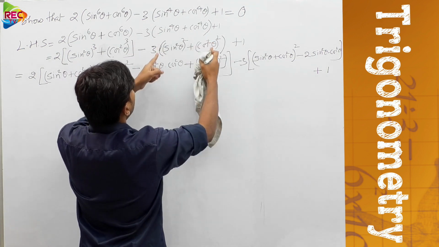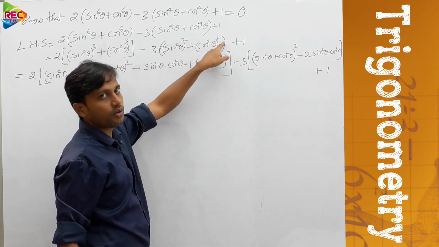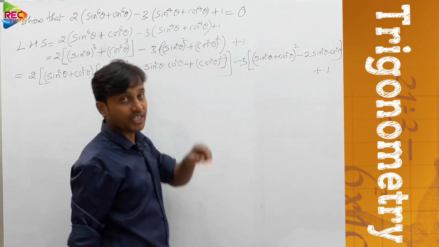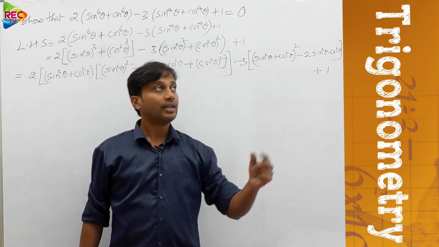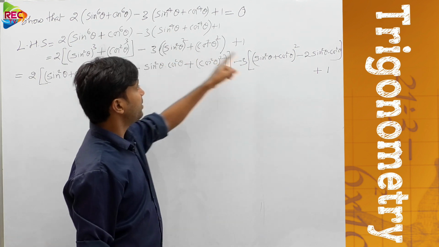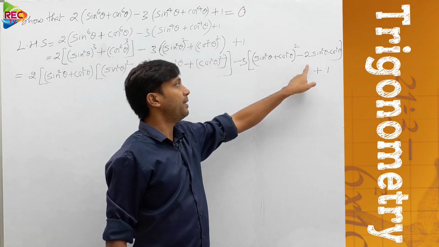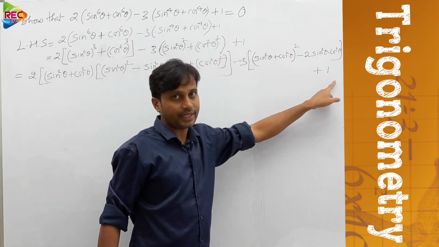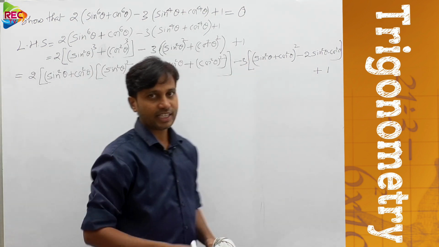3 into sin power 4 theta plus cos power 4 theta, which is written inside the bracket as sin square theta whole square plus cos square theta whole square. This can be further expanded. This is in the form of a square plus b square, which can be written as a plus b whole square minus 2ab. A is sin square theta and b is cos square theta, so a plus b whole square is sin square theta plus cos square theta whole square, minus 2ab. 2ab means 2 into sin square theta cos square theta, and the plus 1 I wrote outside. So this is the expansion of the entire expression.